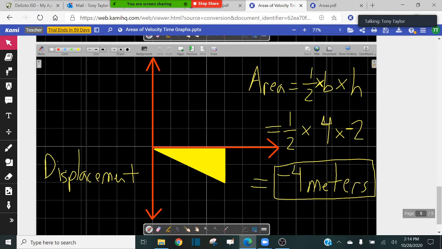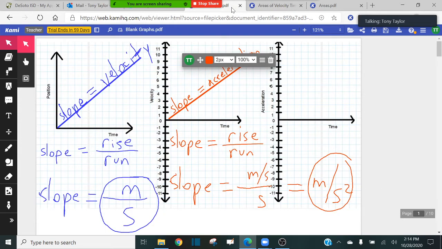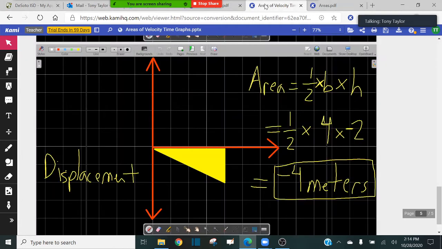So hopefully that makes sense, guys. I'm going to repeat that one more time. I know I keep repeating myself, but that's important. Anytime you have a velocity versus time graph, the slope of that graph tells us acceleration, and our units are in meters per second squared. But if we want to take the area of that graph, that tells us displacement, and our units are in meters.